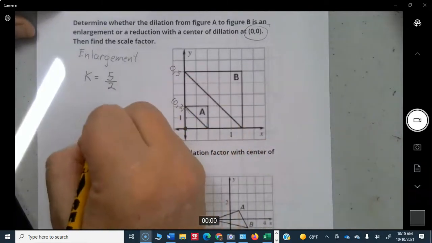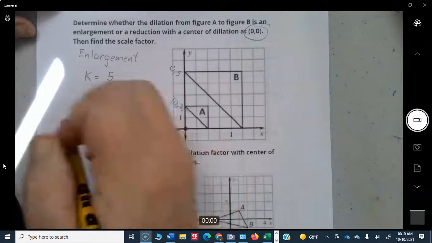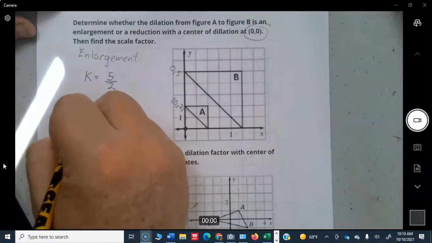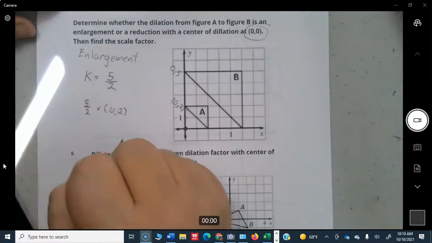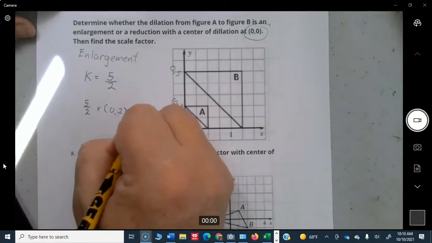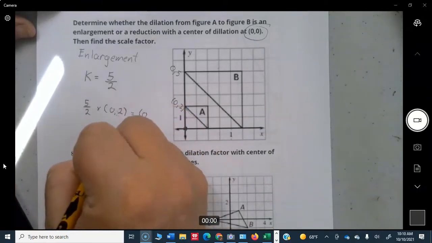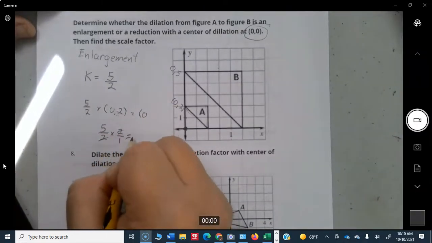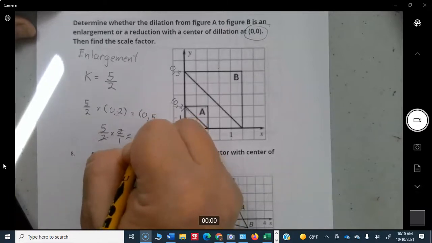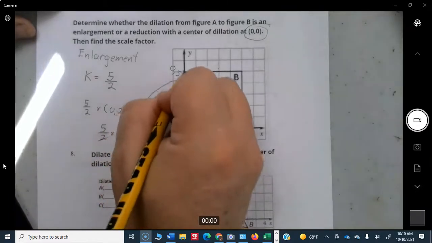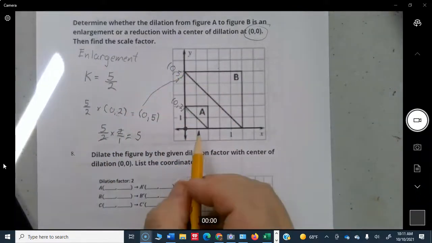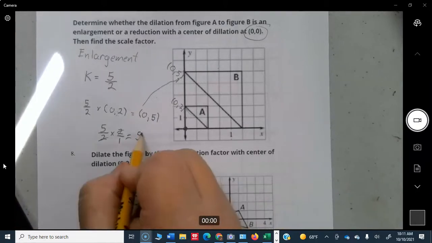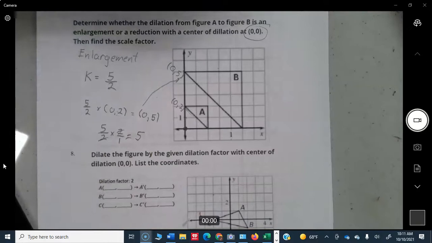If I take 0, 2, and multiply it by 5/2, well, 5/2 times 0 is 0. And 5/2 times 2, again, you can put a 1 underneath it to make it a fraction. The 2's cancel, equals 5. So that would be 5, and that's that point right there. Okay, so you have to enlarge it by a scaling factor of 5/2, which is the same as 2.5. All right, let's keep going.